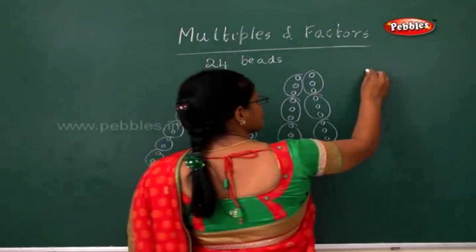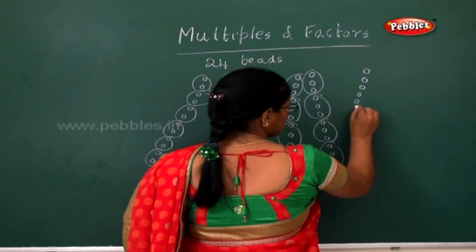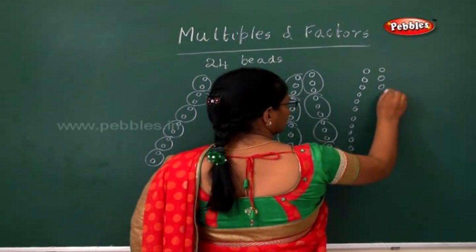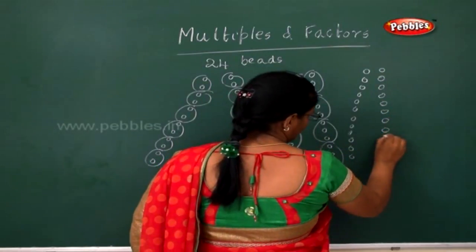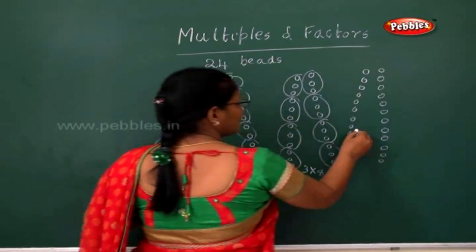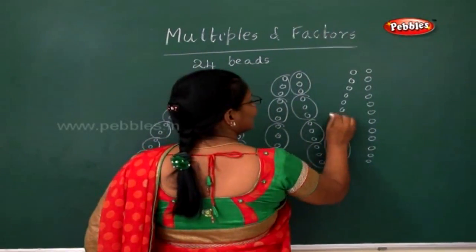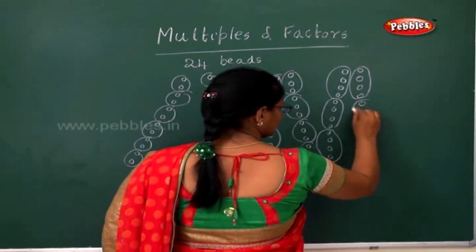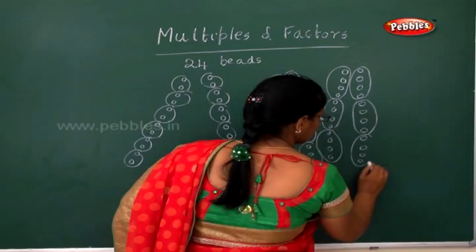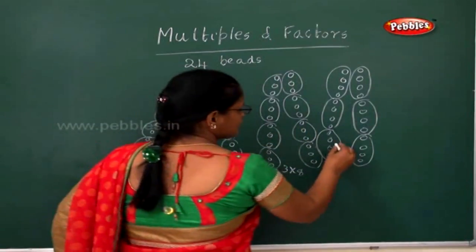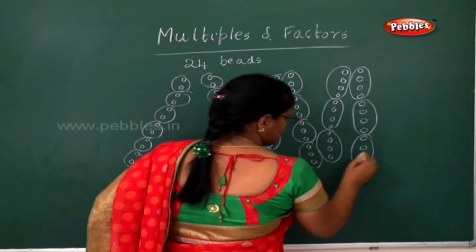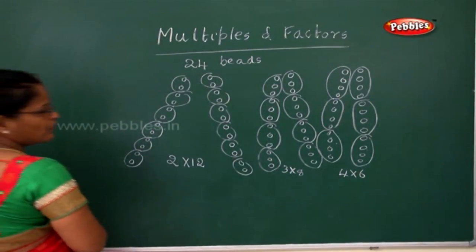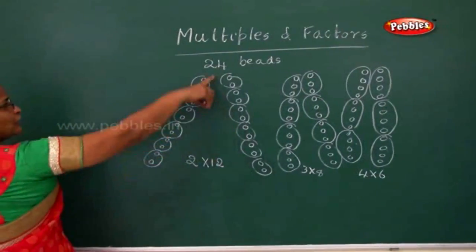Now there's one another way I can do it. 4, 4 also I can divide. So how many times have I done it? 1, 2, 3, 4, 5, 6. So 4 sixes are 24. These are the 3 ways I can do it. So now what are the factors of the number 24?